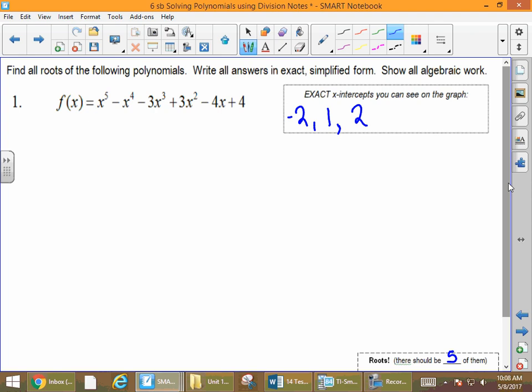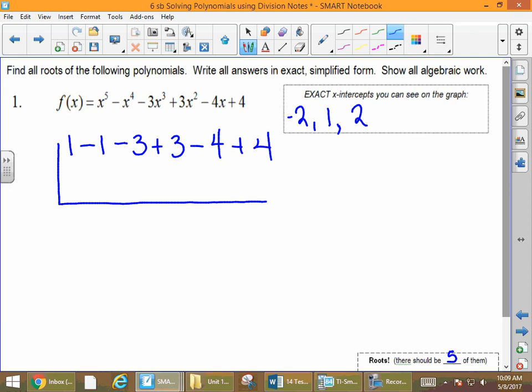And the way that we're going to come up eventually with our quadratic to help us find our other roots is we're going to use synthetic division. You can use long division if you would like. It will take you a little bit longer probably. And here's what we do. Make our upside down division bar. And we're going to put our coefficients in of our polynomial. The coefficient of x to the 5 is 1. Coefficient of x to the 4th is -1. The x cubed is -3. Of x squared is +3. Of x is -4 and then our constant.